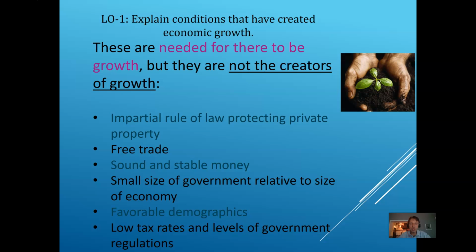Small size governments relative to the size of the economy, meaning there's a lot more private sector that's a bigger piece of the economy. And you may recall 67% is consumer spending. Only about 20% is the federal government, but there is concern that that could rise to 45%. And that makes it harder for those taxable entities to be able to carry the cost as government gets too large. Favorable demographics, good workforce, educated workforce, young workforce, capable workforce, growing workforce, those kinds of things.